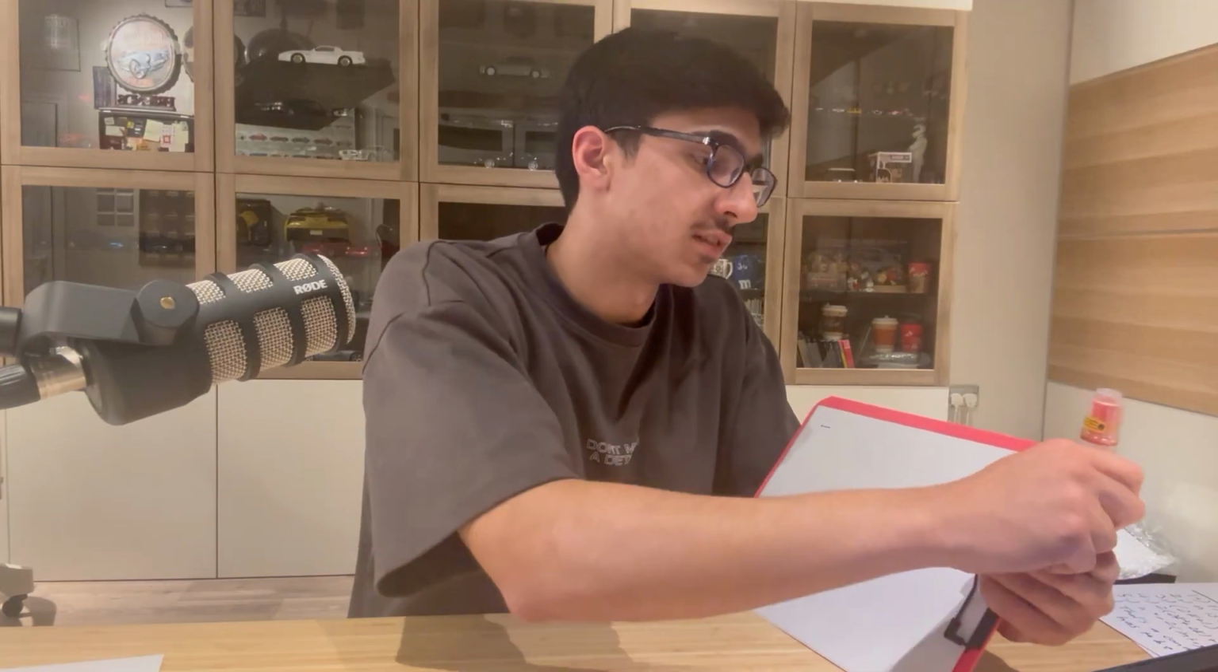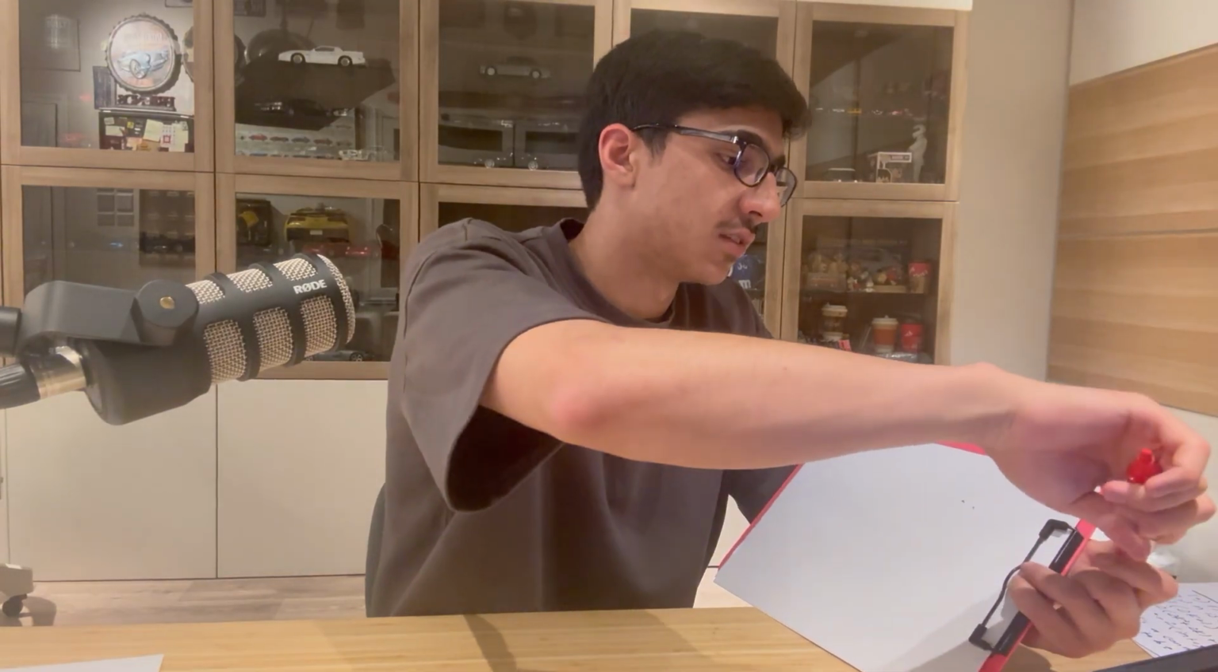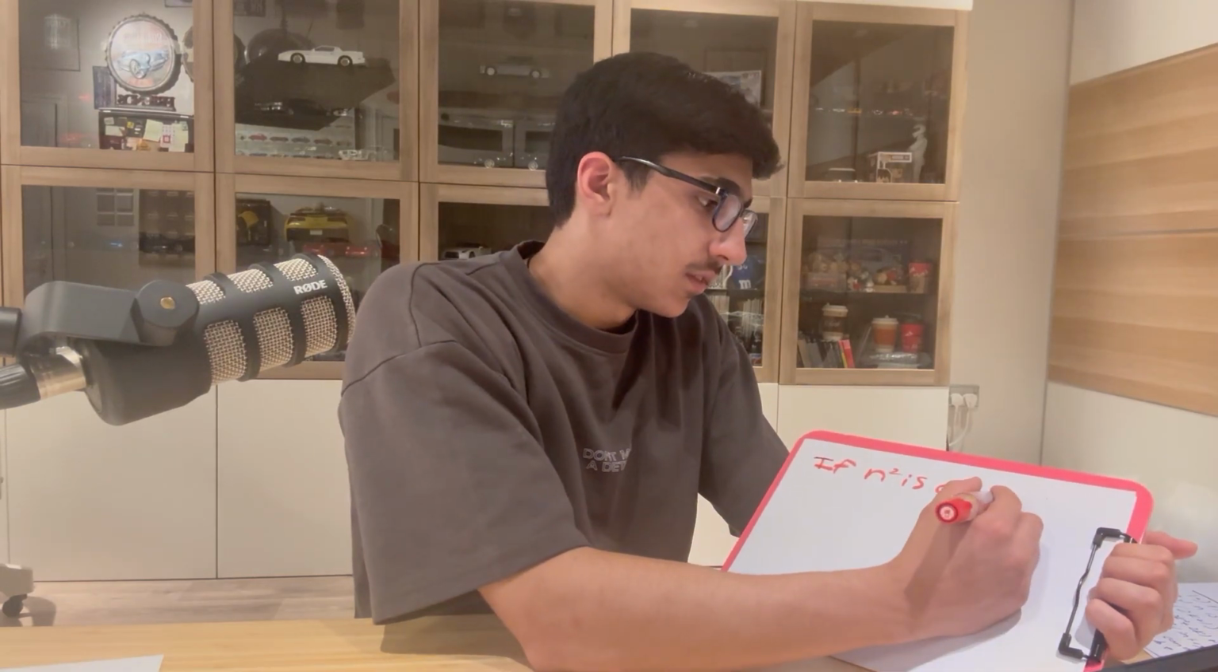So a quick reminder, so it sticks in your brain. I'm going to write it in red to emphasize how important this part really is. If n to the power of 2 is even, then n must be even.